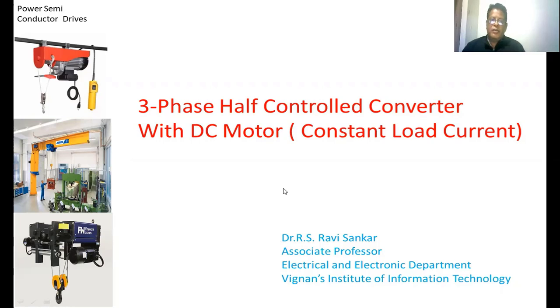Welcome back to the class on power semiconductor drives. In the last class, we have seen the three-phase fully controlled converter with a DC motor or a constant load current. In this class, we are going to discuss the three-phase half-controlled converter with a DC motor. A half-controlled converter is nothing but a semi-converter.